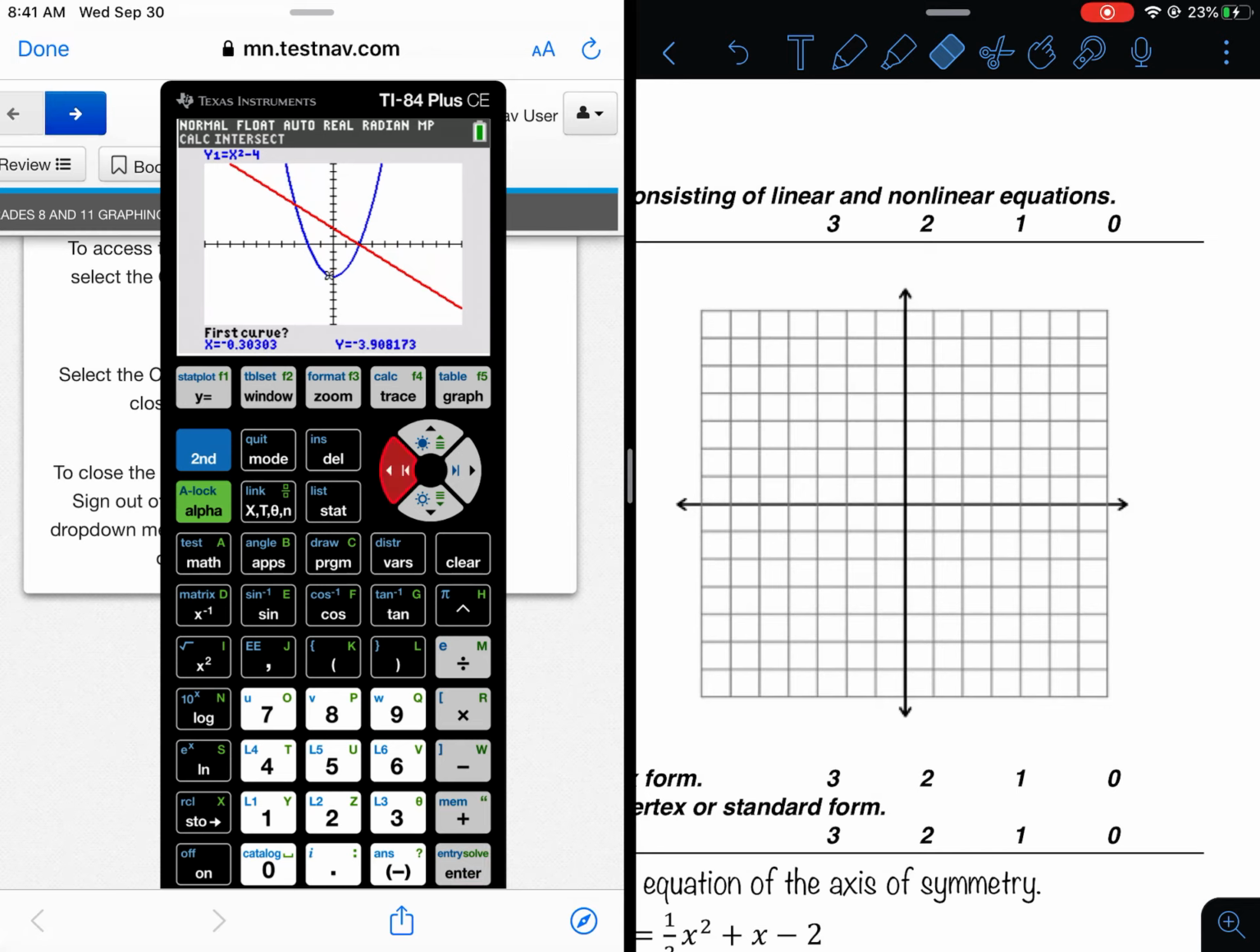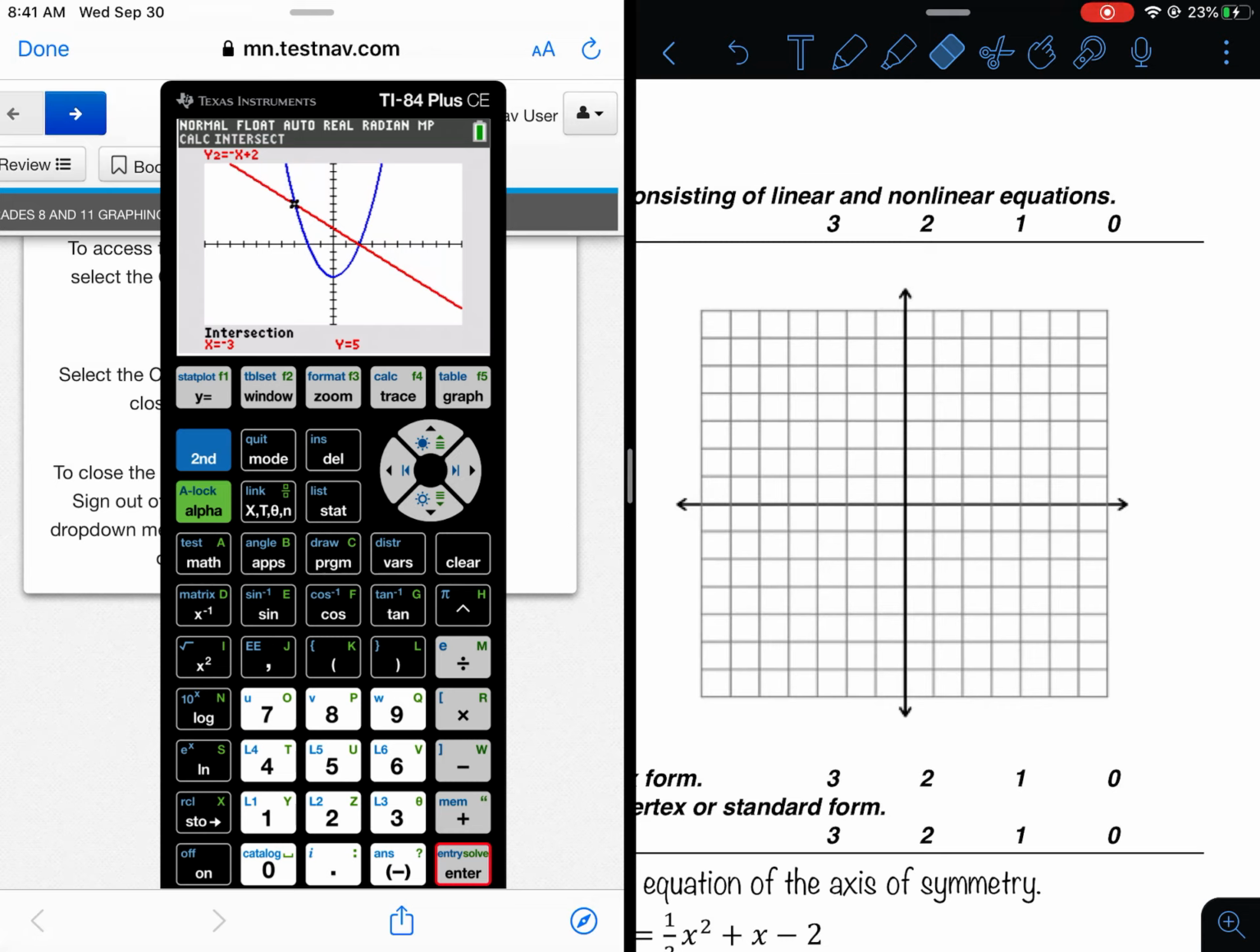all we do is put the cursor near the intersection we have to find. This is really simple. All I need to do is put the cursor near it and hit enter three times, and there it is. It crosses at negative 3, 5. It will find the intersection of those two graphs, which is negative 3, 5.